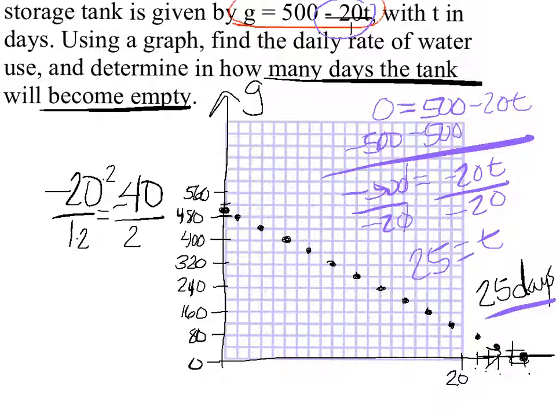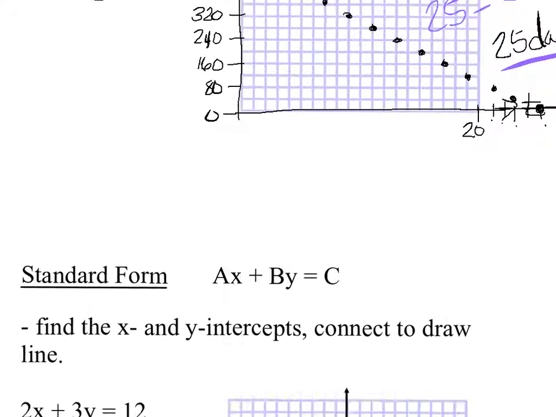All right, the daily rate of water use is 20. They use 20 gallons a day. Now, remember what we said. The y-intercept is your starting place. You started with 500 gallons. The idea of the slope is how much does it change from time to time? So if this is negative 20, that means from day to day, because t is days, day to day is 20 gallons. Slope is always going to be how much it changes from time to time.